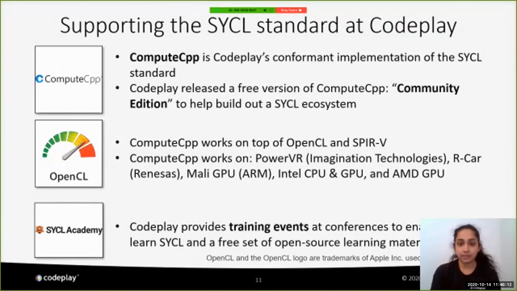So at Codeplay, we have our own implementation of SYCL called Compute CPP. Compute CPP works on top of OpenCL and SPIR-V, and it works on PowerVR, R-Car, which is from Renesas, ARM boards, Intel CPUs, Intel GPUs, as well as AMD GPUs. Codeplay released a free version of Compute CPP, the Community Edition, to help build out a SYCL ecosystem. Codeplay also provides training events at conferences to encourage people to learn SYCL, and it also provides a free set of open source learning materials called the SYCL Academy.